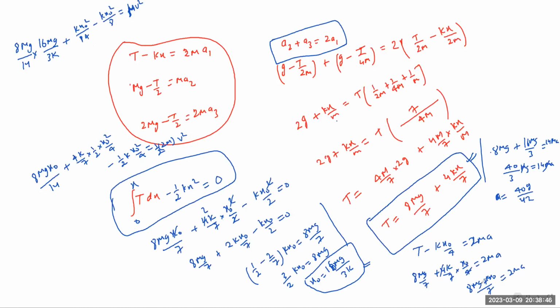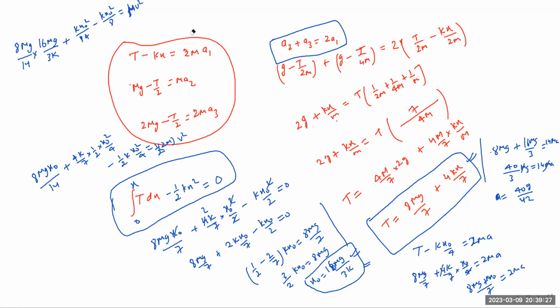Sir, I was talking about the minus kx naught by 4. Okay, I'll just remove this part. Let me do this on this page. x naught is correct. Yes. 8mg x naught by 7, 4k by 7 x naught square by 2 minus half k x naught square equals 0. So 1 by 2 minus 2 by 7, kx naught is 8mg by 7, which is 3 by 14. So kx naught is 16mg by 3, and this is correct.